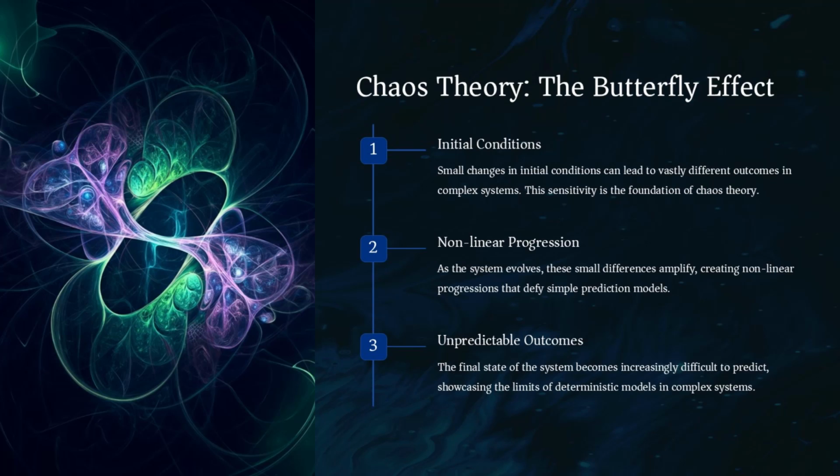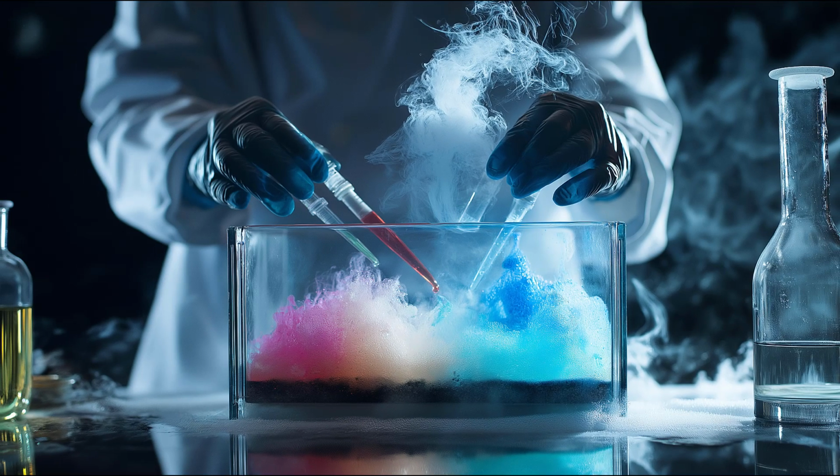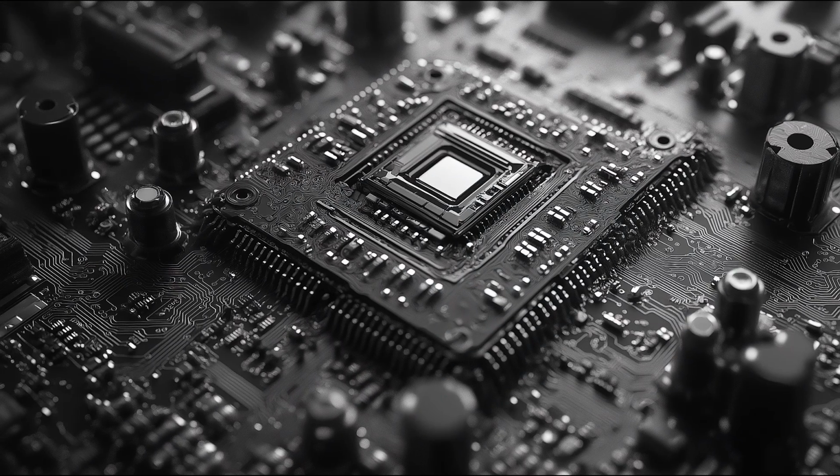Chaos theory explores how small changes in the initial conditions of a system can result in vastly different outcomes. In nonlinear systems like weather patterns, minor variations can result in dramatically different weather outcomes, making long-term predictions incredibly difficult. This nonlinear progression and unpredictability underscore the limits of simple prediction models.